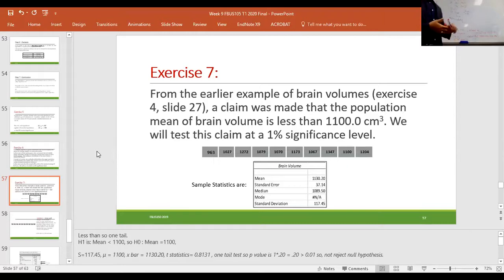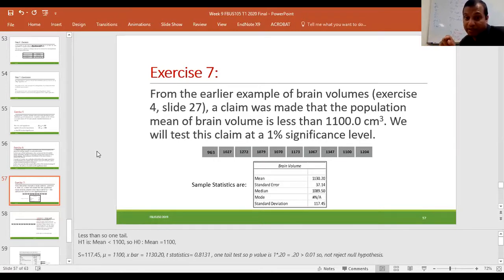From the earlier exercise on brain volumes, 10 data values are given, 10 different brain volumes. Over here it is also clearly mentioned what those numbers are: 963, 1027, so 10 data values are given. Sample statistics are also given, meaning the sample mean is given in the table at the bottom.